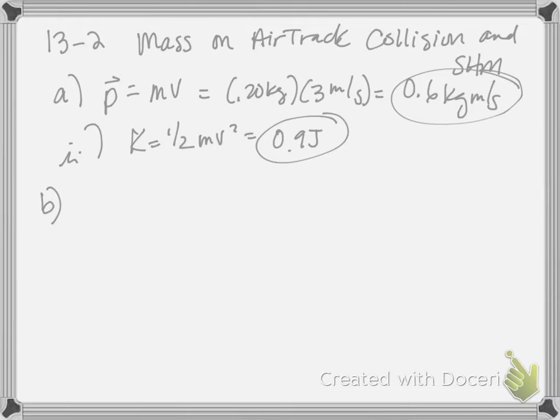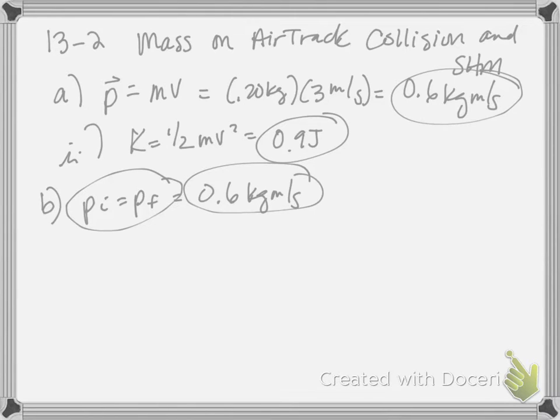Now we're going to determine the following for the combined masses immediately after impact. First, linear momentum. It's a collision, and it doesn't matter what kind of collision it is. Momentum is conserved, so momentum before the collision is equal to momentum after the collision, and that was 0.6 kilogram meters per second. We get a point for a statement of conservation of momentum, and 1 point for the answer.